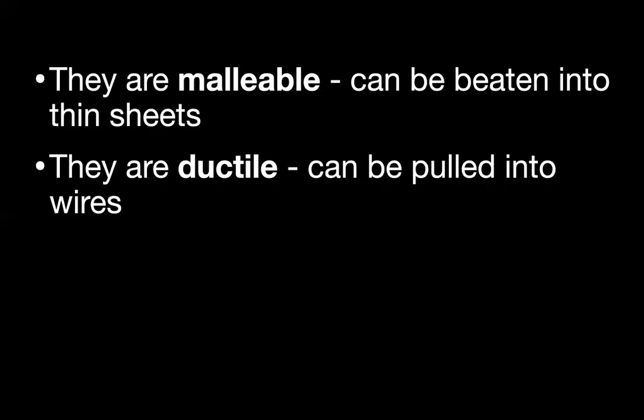Okay. Right, two more properties of metals, specifically transition metals. They are malleable. Malleable means that you can beat them into sheets, like you can turn them into cans. Ductile means that they can be pulled into wires, like just electrical wires.